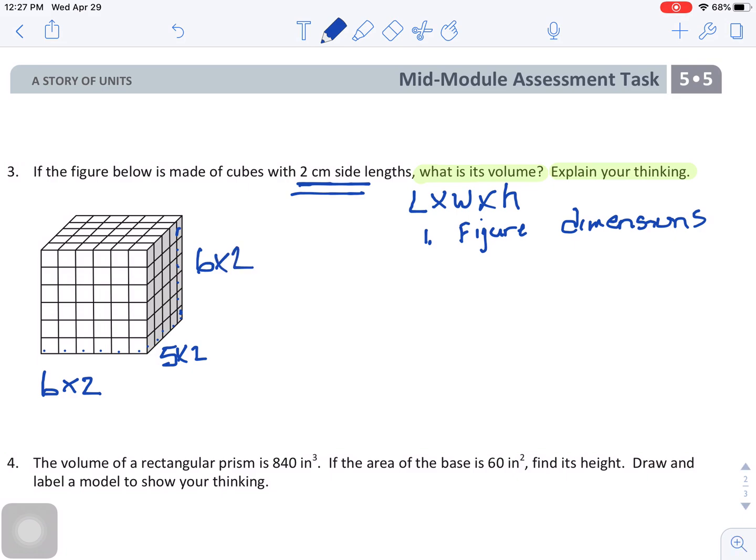times 2. Now notice, when I did that, I actually touched each cube, because at first glance, when you look at that, it looks like a perfect cube, and you might think that all dimensions are the exact same, but they are not, so we need to be careful. So I figured the dimensions, and I'm going to put a note here in my explanation that I multiplied each dimension by 2.